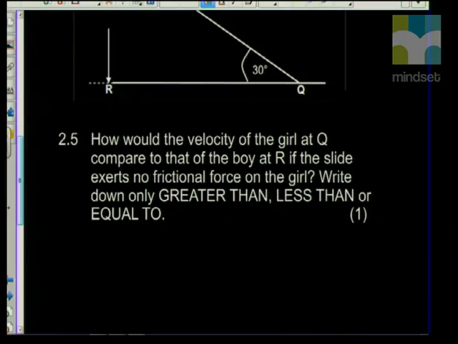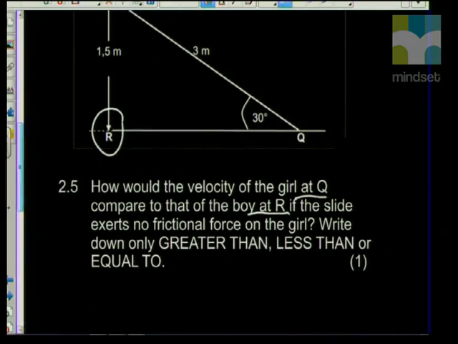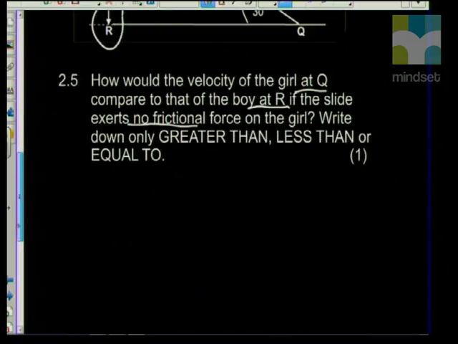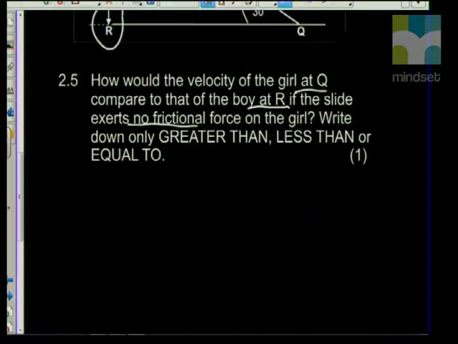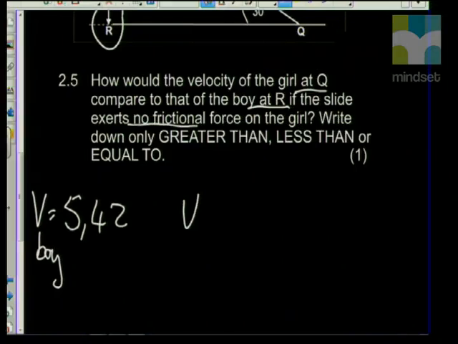Okay, 5,37 meters per second. Hope you can see that friction has an effect. But let's take a look at what the next question is. It says, how would the velocity of the girl compare to the boy at R if the slide has no friction? If we look back at our answers, the boy had a velocity of 5,42. This was just falling. 5,42, this is the boy. The girl with friction was 5,37.